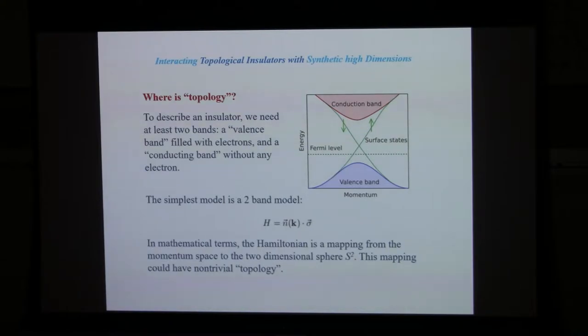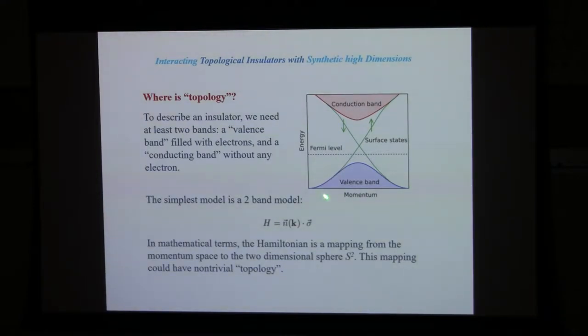Okay, so insulator and the superconductor, they are similar in a certain way. Other than that one is superconducting, one is insulating, but actually many other features are very similar. For example, suppose I want to describe a topological insulator, I need two bands.